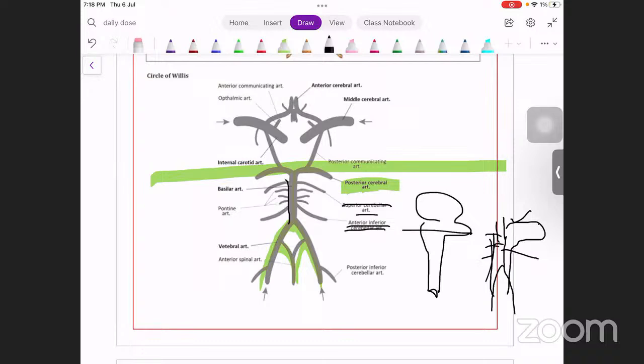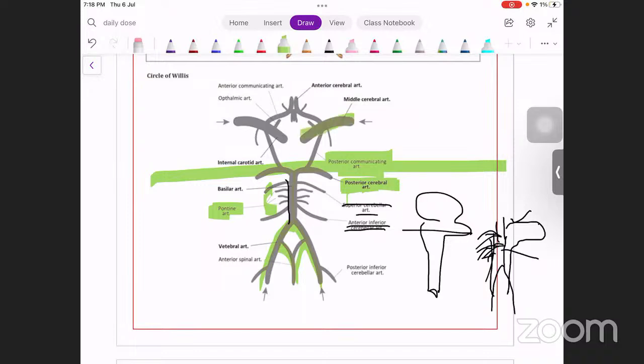The two posterior branches are the anterior inferior cerebellar artery and the superior cerebellar artery. Between them it gives rise to numerous branches anteriorly, which are the pontine branches. Then it continues upward as the posterior cerebral artery and splits into two, where it connects with the posterior communicating artery, which communicates with the internal carotid artery.